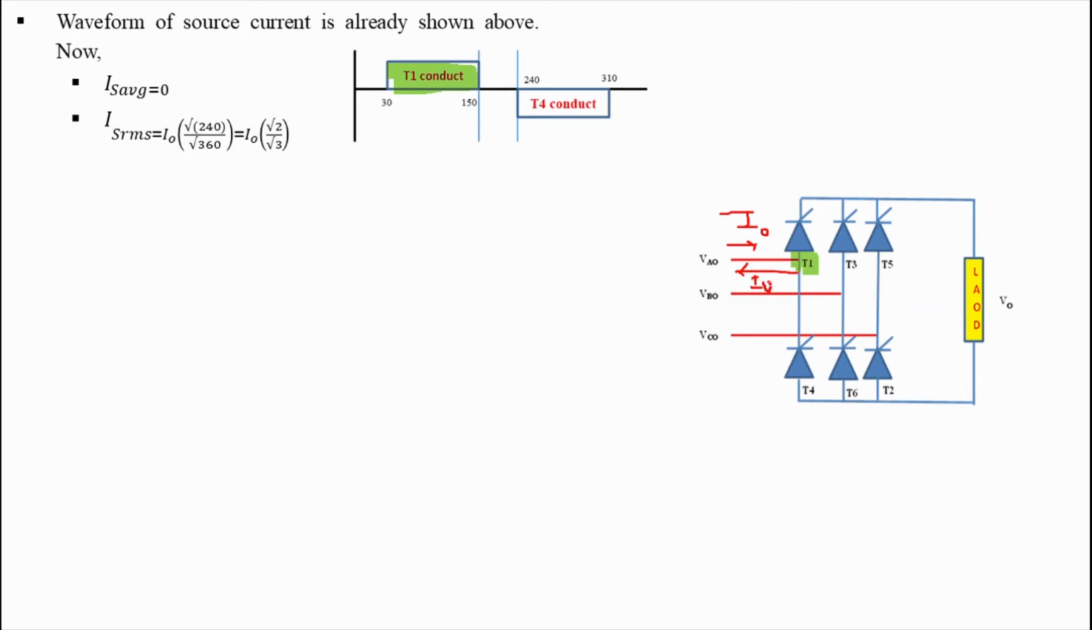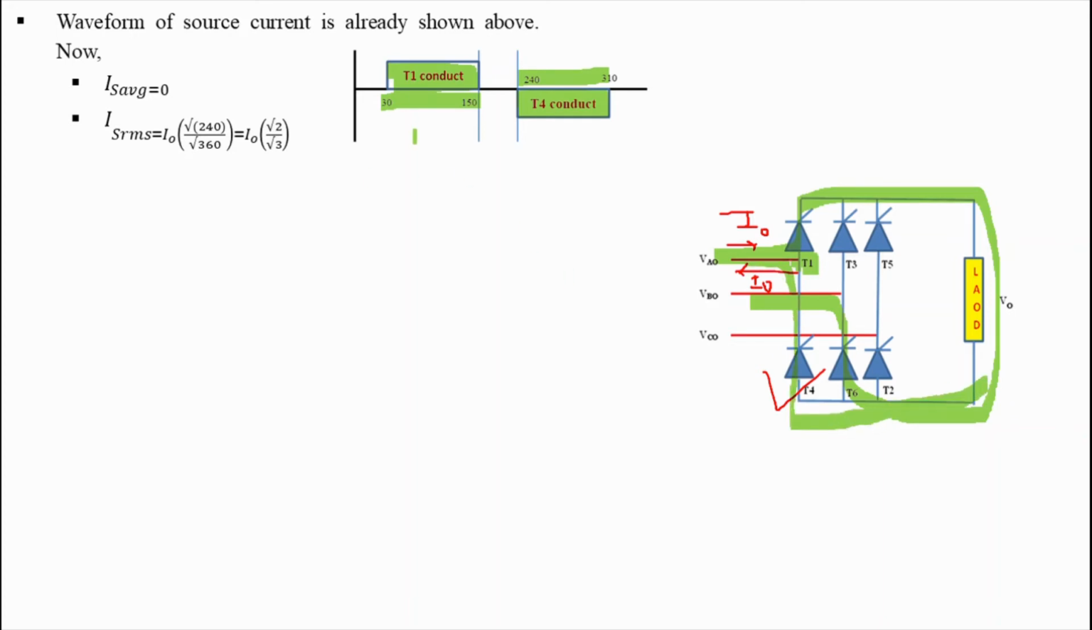Okay, and this thyristor T4 also conducts for 120 degree, so we get this negative part of this waveform. It means we get this waveform for source current in a phase for a complete cycle of 360 degree, where T1 conducts for 120 degree and T4 conducts for 120 degree. When thyristor T1 conducts, then we get current I0, and when thyristor T4 conducts, then we will get current minus I0.